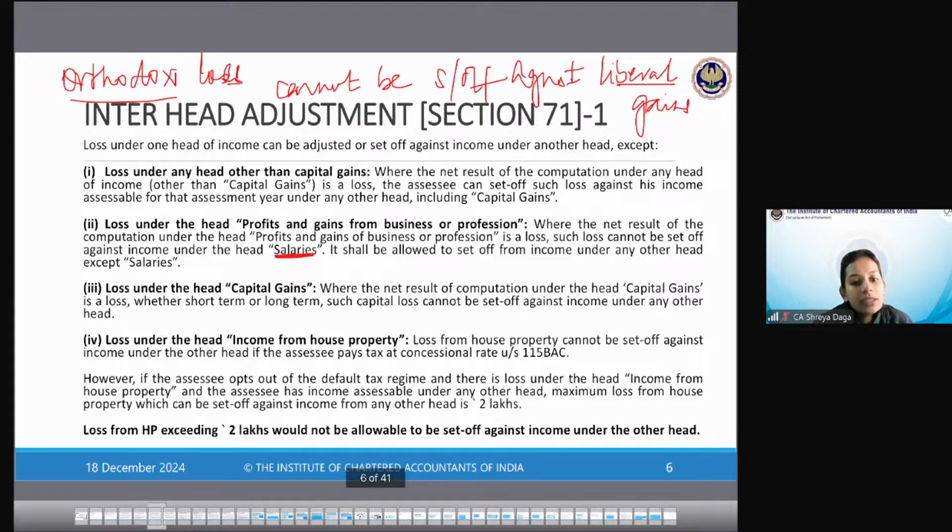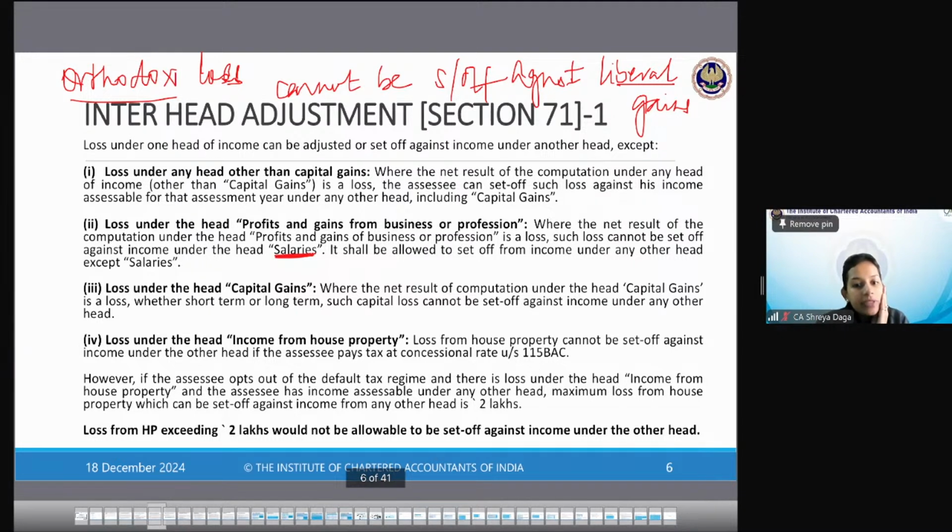Loss under the head income from house property. Can business loss be set off against capital gain? Business loss can be set off against all heads other than salaries, if it's a regular business loss, if it's not a specified business loss or a speculative business loss. It can be set off, including against capital gain. Yes? Okay.